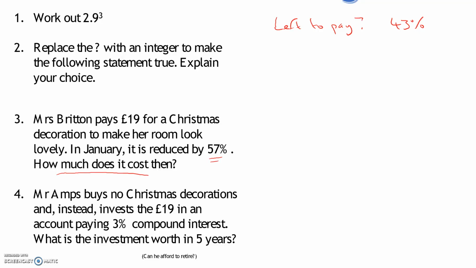So if we found out 43% of the £19 in one go, that would tell us how much we've got left to pay. So we want 43% of £19. Okay, so 43%, I'm going to turn that to a decimal. So our multiplier is going to be 0.43. We're going to divide the 43 by 100 to get 0.43, percentage to a decimal. And we want that fraction of times £19. So that's our calculation. 0.43 times 19.